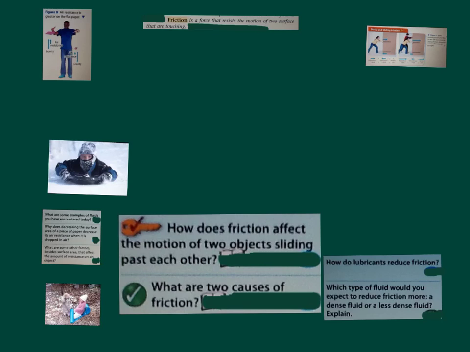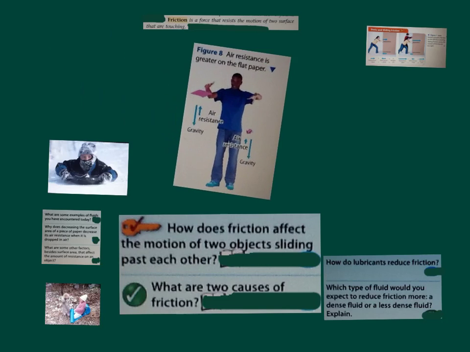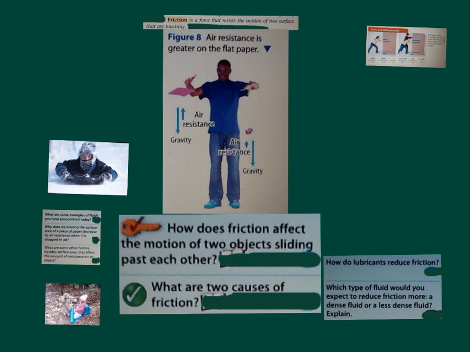Motor oil is a lubricant that reduces friction between moving parts of the car's engine. Okay, so what I want to do is go back to this picture right here with the air resistance, and look at it again. Reducing the paper's surface area reduced the fluid friction between it and the air. So by taking this piece of paper, which has more surface area because it's in one big piece, and wadding it up and making it like this, you have reduced the friction because you've reduced the surface area.